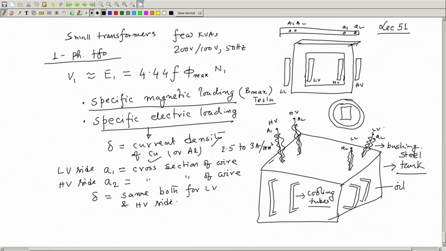Copper is used. Let I1 be the current rating of side 1, the rated current of side 1, that is in this case the LV side.